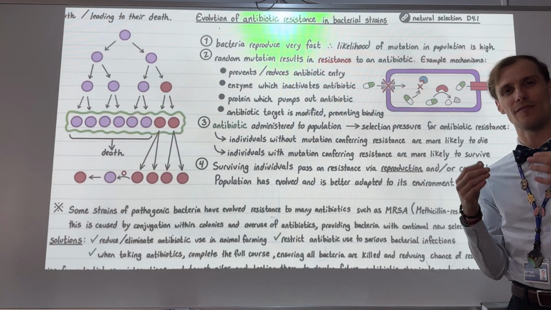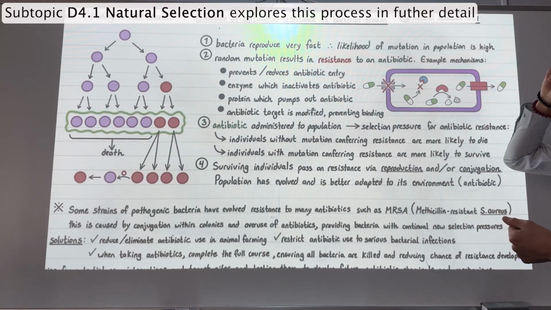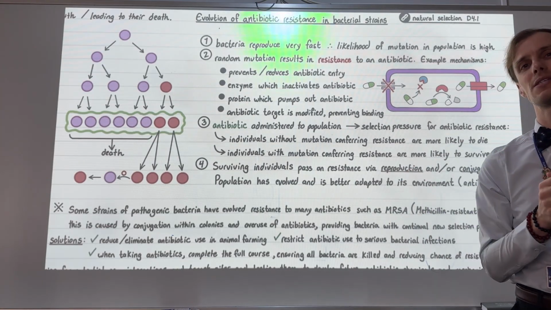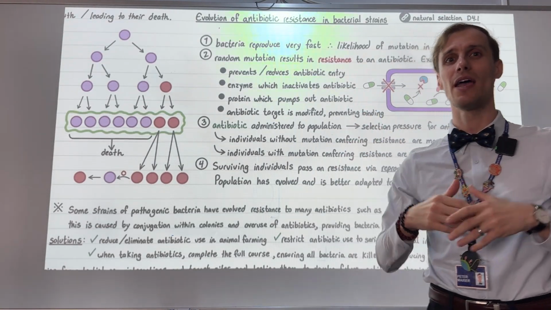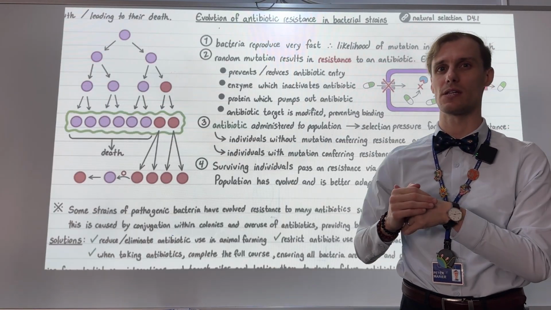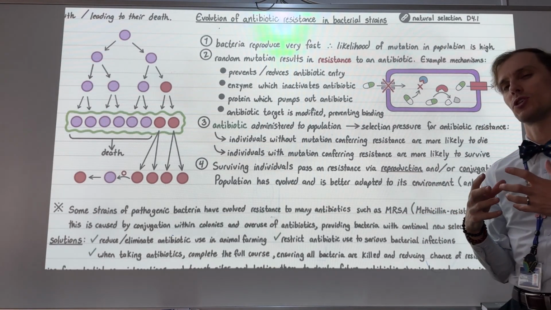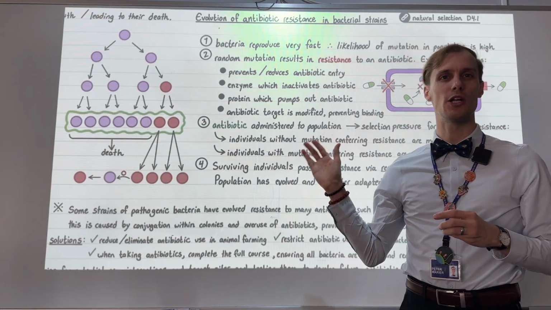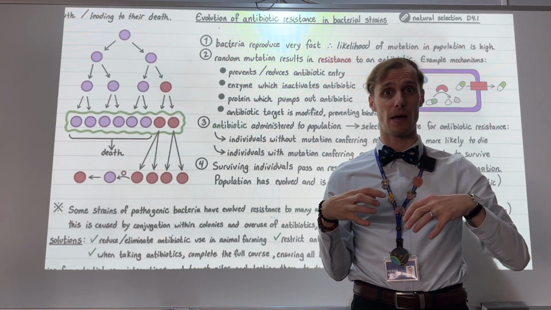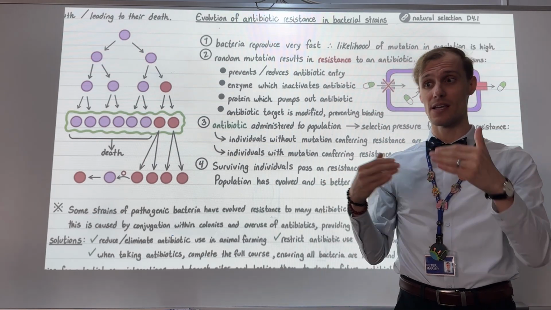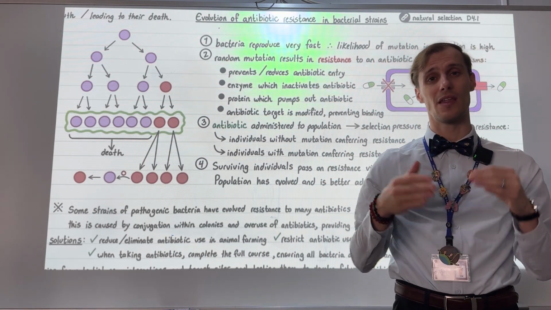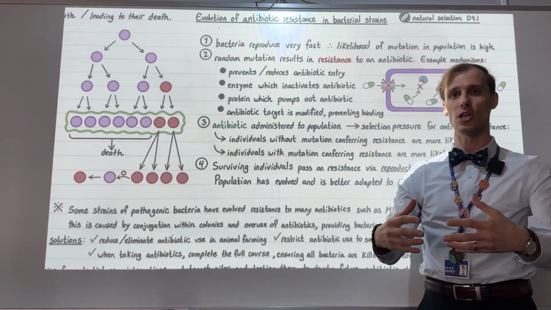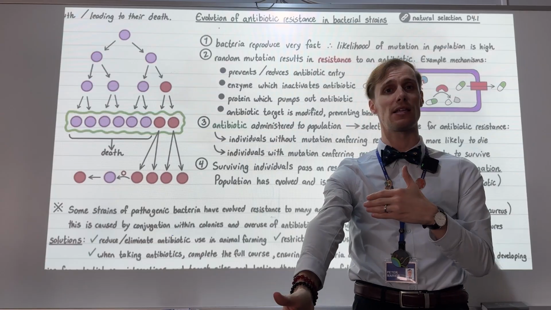Now, the process of evolution via natural selection will be explored in subtopic D4.1 when we discuss natural selection, but I'm going to explain how this process can happen in the context of bacteria and how they can develop antibiotic resistance. So a very big misconception that I want to get out of the way before I get into evolution is that what bacteria are not doing is experiencing an antibiotic and then in response developing resistance to it. That's not what's going on. Bacteria are not evolving an adaptation in response to an antibiotic that they've experienced.